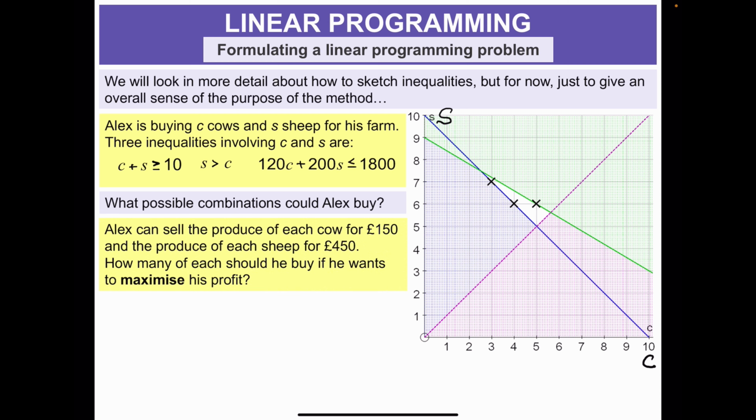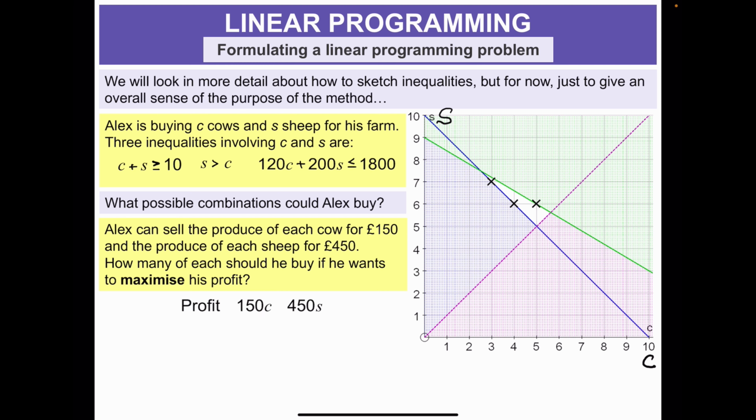Now, if I know that Alex can sell the produce of each cow for 150 pounds and the produce of each sheep for 450 pounds, and I know that his objective is obviously to maximize his profit, the natural question could be, how many sheep and how many cows should I buy if I want to maximize the profit?